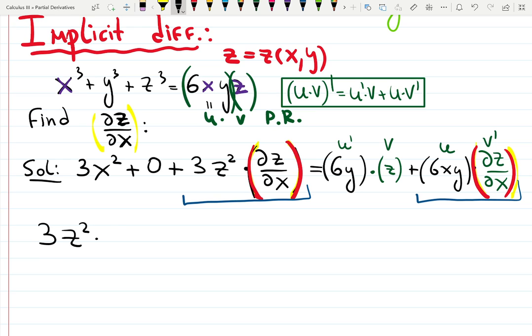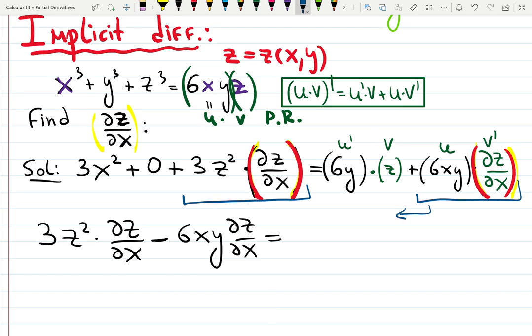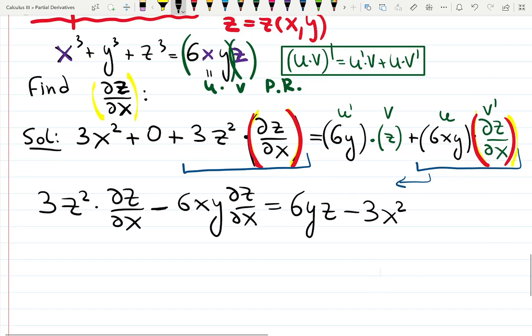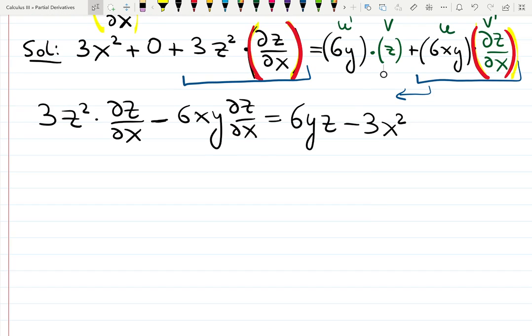3z squared times dz over dx minus 6xy dz over dx. So I'm relocating important things to the left-hand side. That is not a requirement. You can put it to the right-hand side. My point is we're trying to isolate dz over dx. Everything else is garbage. Move it to the right-hand side: 6yz minus 3x squared and minus 0. So everything else, garbage, put it to the right-hand side.